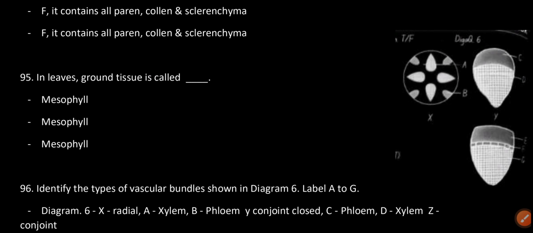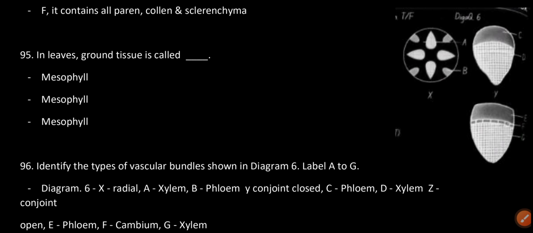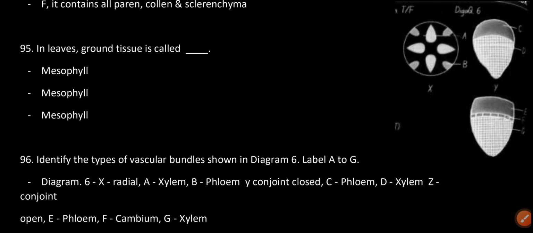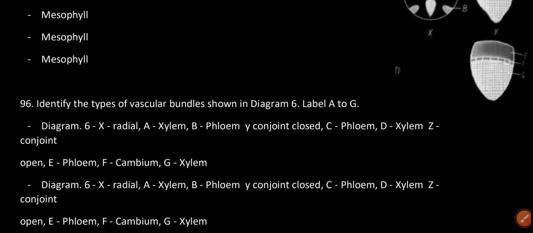Identify the types of vascular bundles shown in diagram 6, A to G. X is radial, A xylem, B phloem. Y is conjoint closed, C phloem, D xylem. Z is conjoint open, E phloem, F cambium, and G xylem.